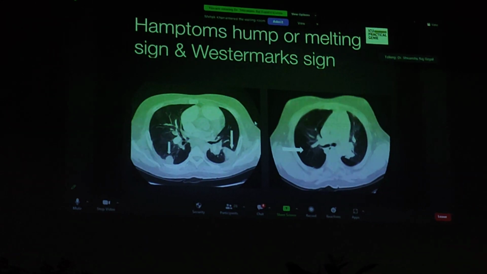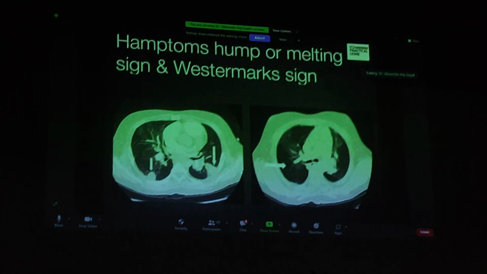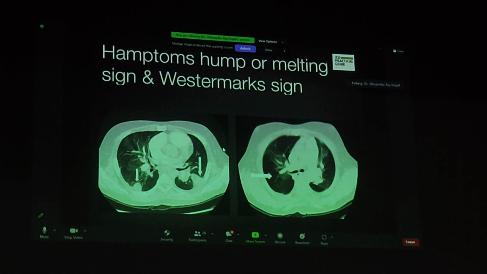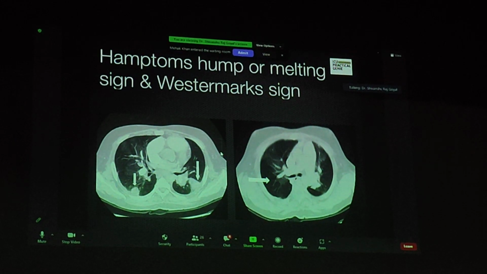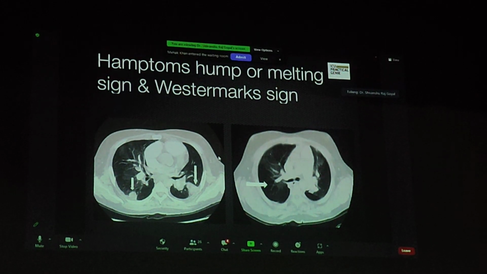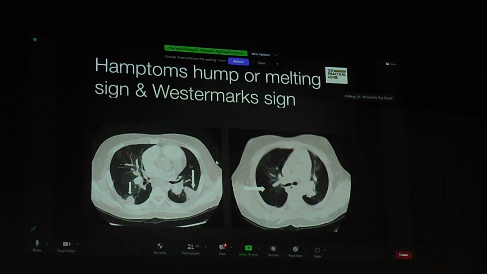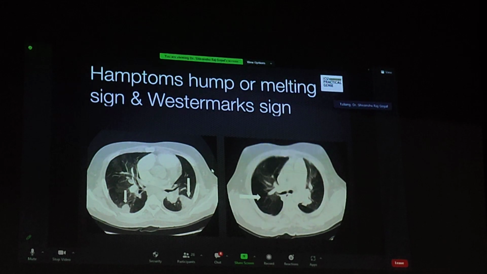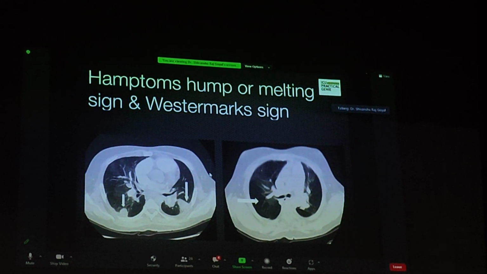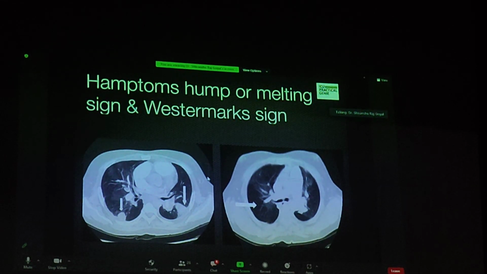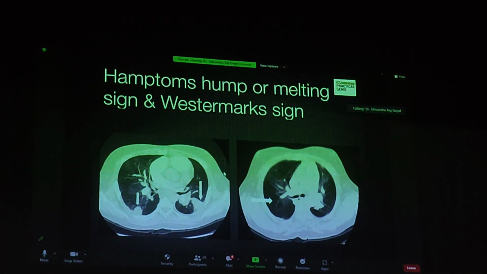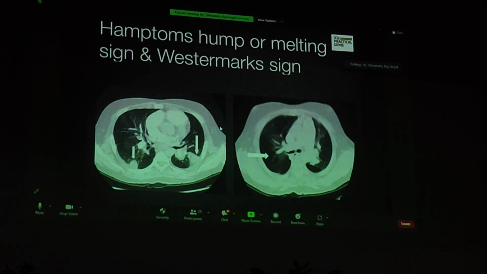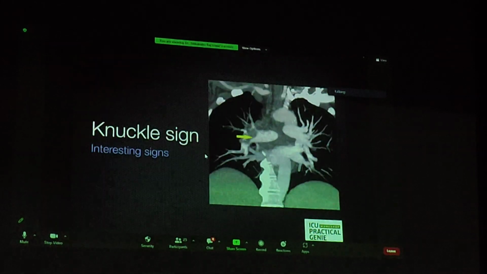Then comes Hampton's hump or melting sign or Westermarck sign. These are again radiological signs which we have all read of embolism. Whenever there is an embolism, it cuts off the perfusion of a particular segment. So that segment will have a pleural based kind of lesion, and once it starts improving with your treatment, it will melt from the pleura towards the center. And that particular area, because the perfusion has been cut, will show oligemia of that lobe or segment. That is called the Westermarck sign.